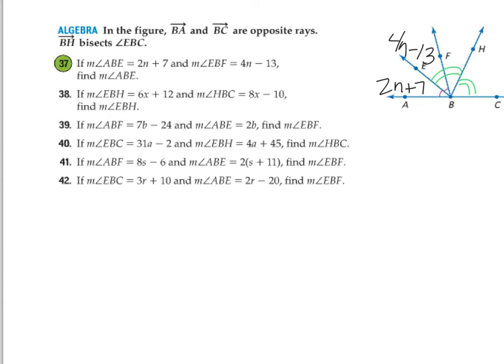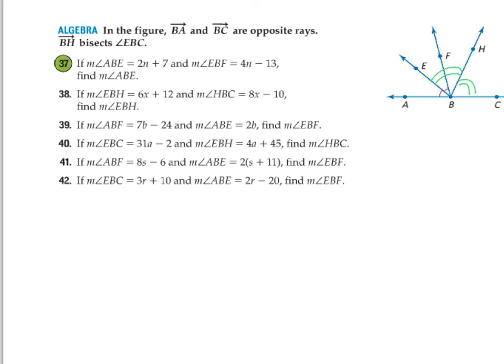And remember, the little red arcs right here tell us that those two angles are congruent to each other, and if two angles are congruent to each other, that means their measures are equal. So you're going to take this expression, 4n minus 13, and set it equal to this expression, 2n plus 7, solve for n, and then once you've solved for n, don't forget to go back. If we're asked to find the measure of angle ABE, which is this one, don't forget to put n in right here, and then your final answer will be in degrees because you're being asked to find the measure of an angle, and we measure angles in degrees.